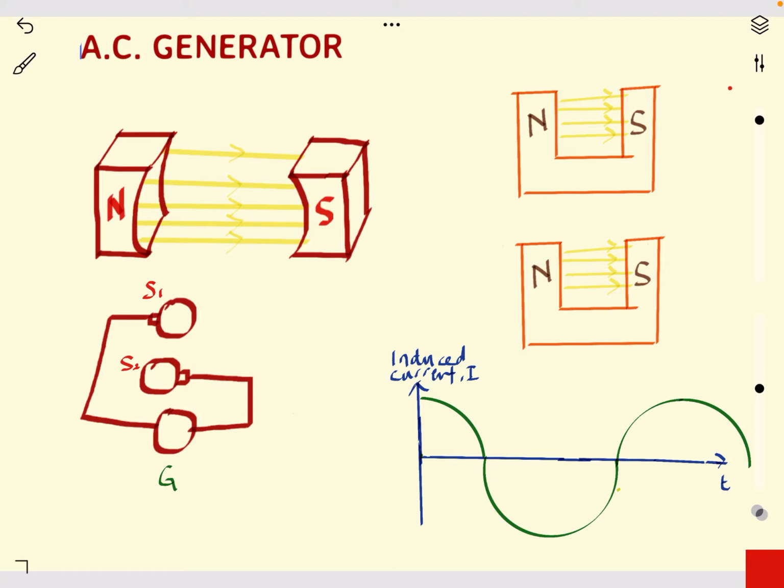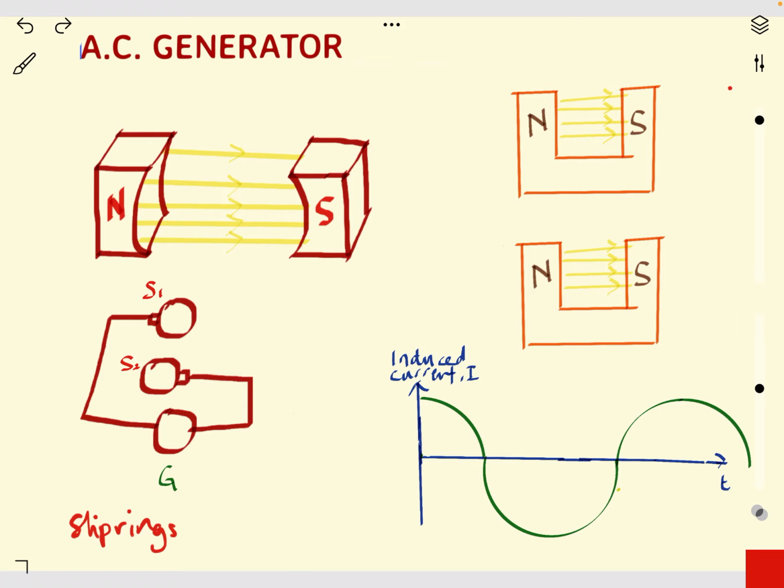In this video, we are going to discuss AC generator. We have a permanent magnet here, north and south, and then we have two slip rings. Let's say this is slip ring 1 and this is slip ring 2.